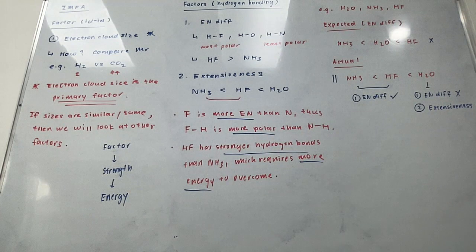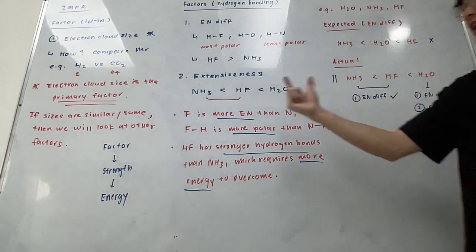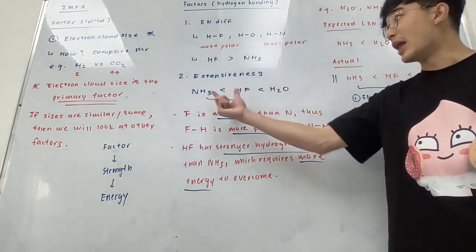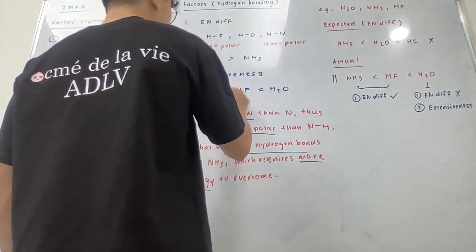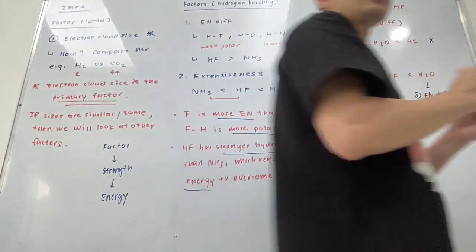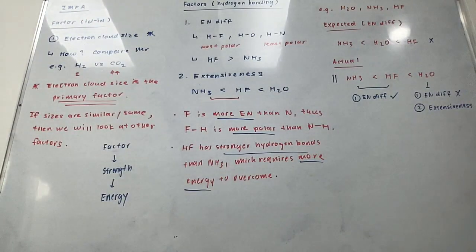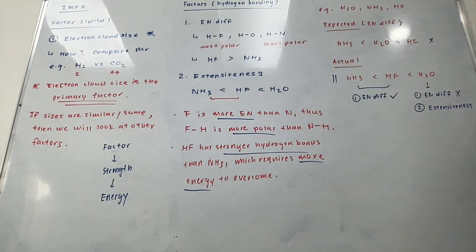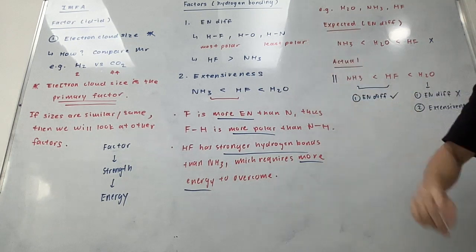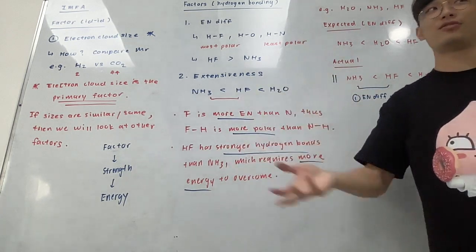But this part only seeks to explain the first two guys. Now we need to explain why water has the highest boiling point. We clearly cannot recycle the same factor. We need to use another idea to explain called extensiveness. So let me just explain what extensiveness means. The more hydrogen bonds one molecule can form, the more extensive.